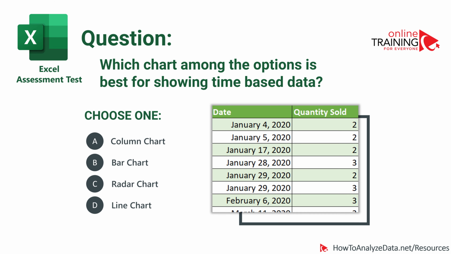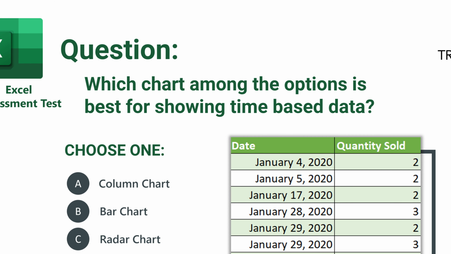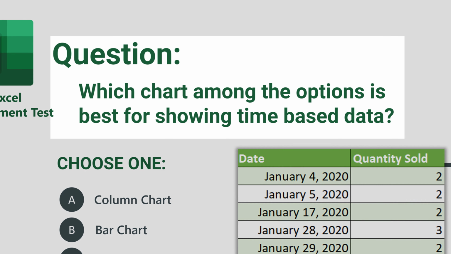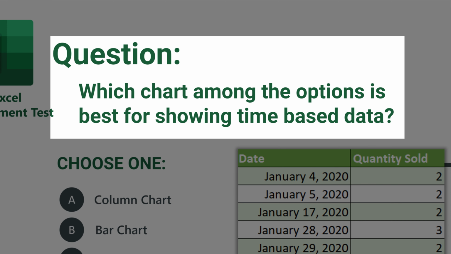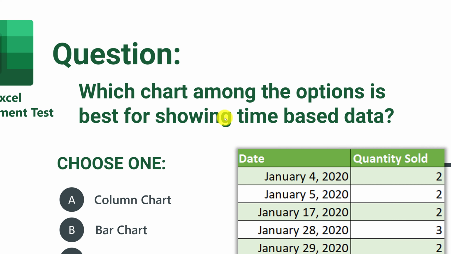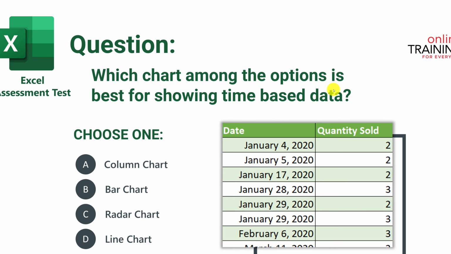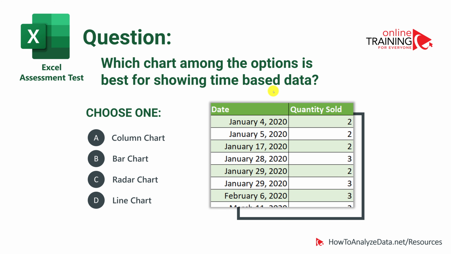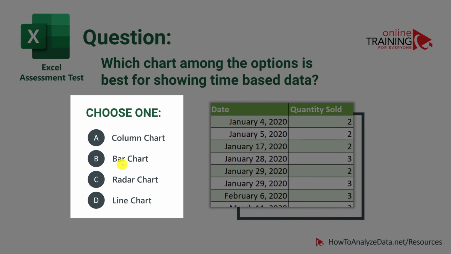Let's look at the question which tests your knowledge of Microsoft Excel charts and graphs. Which chart among the options is the best for showing time-based data? And the key here is time-based data. As always, with any questions related to Microsoft Excel and Excel test, just pay attention to every little detail in the question itself. And we have 4 choices: column chart, bar chart, radar chart, and then line chart. Which one would you choose? Which one do you think is the right option?